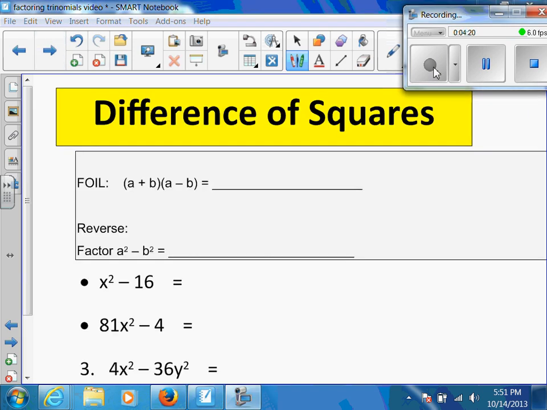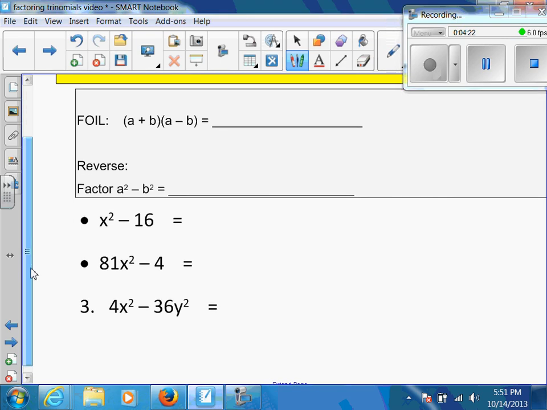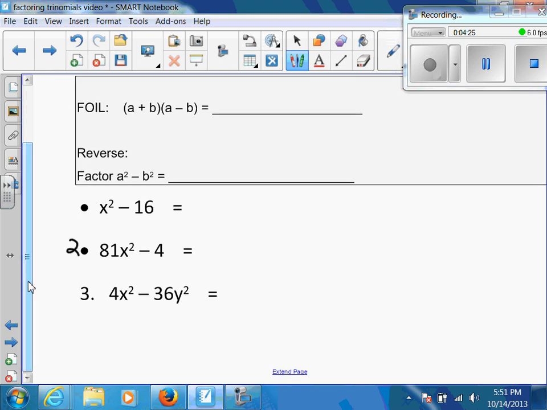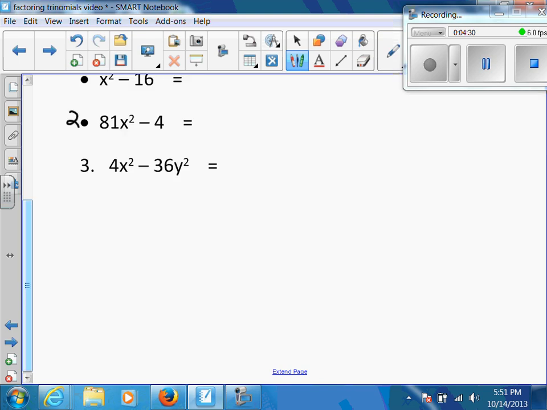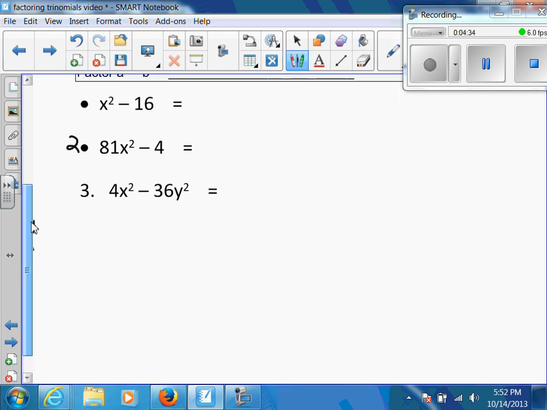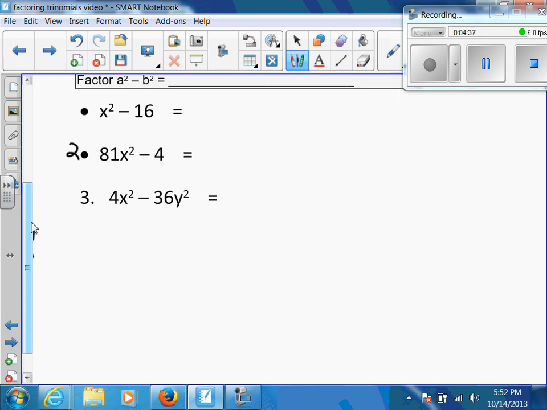All right, let's look at the second problem now. We have 81x squared, subtract 4. First thing I need to do, put it in descending order. Is it in descending order? Yes, it is. Next thing is, on the GCF, there's nothing in common with 81x squared and 4. Identify A, B, C. A, 81. B, 0, since there's no x term. And C is negative 4.